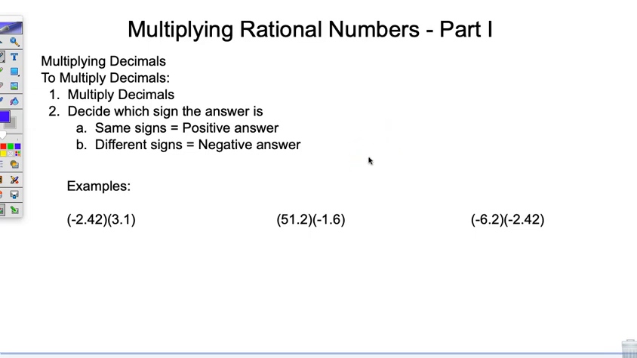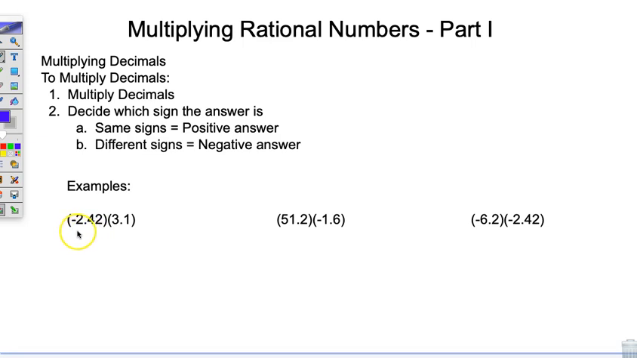Today's lesson is on multiplying rational numbers. This is part 1. Today we're going to multiply decimals. To multiply decimals, you simply multiply the two decimals, and then you decide which sign the answer will be. If we have the same signs, we will have a positive answer, while if we have different signs, we will have a negative answer. Let's go ahead and get started.